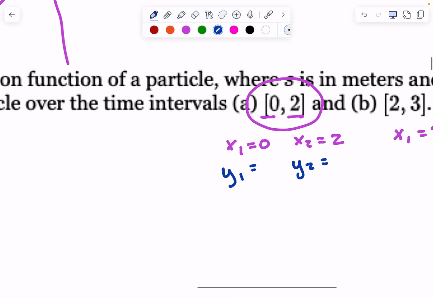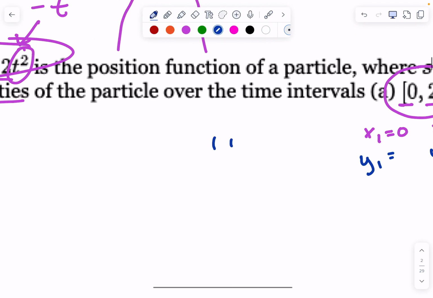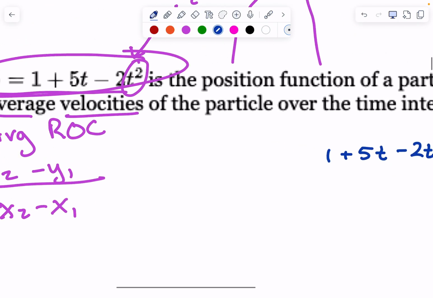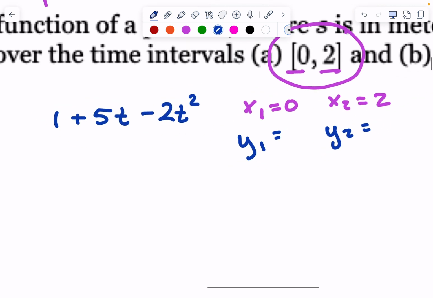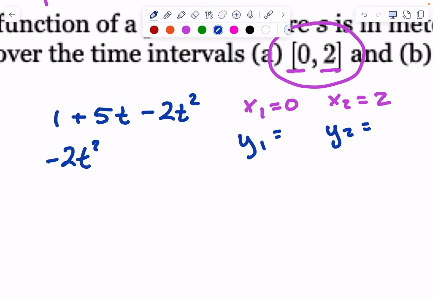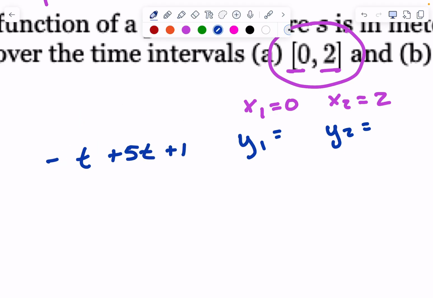Plug them in, right? My formula is 1 plus 5t minus 2t squared. Did I write that down right? Negative 2t squared plus 5t plus 1, if we want to write it the correct way. Okay, that's that.